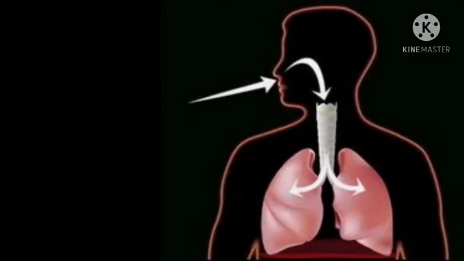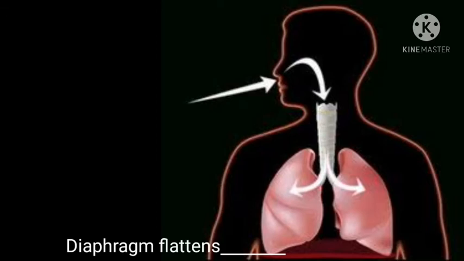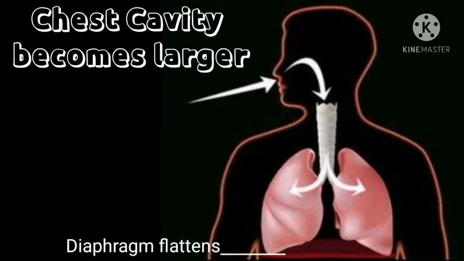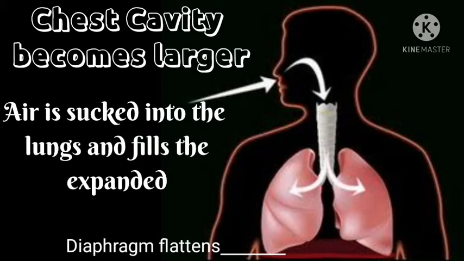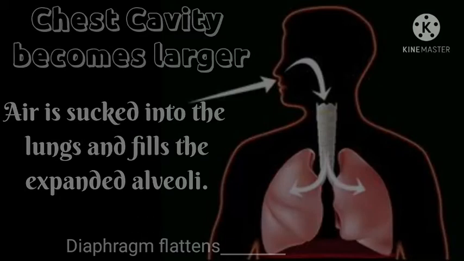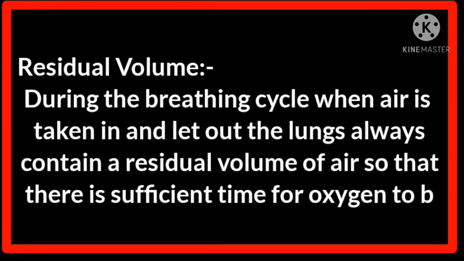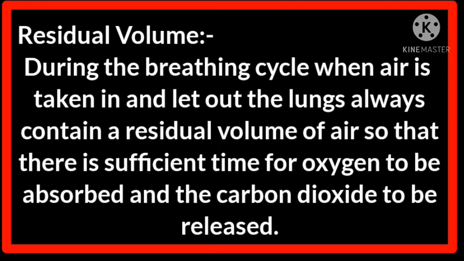When we breathe in, we lift our ribs and flatten our diaphragm, and the chest cavity becomes larger as a result. Because of this, air is sucked into the lungs and fills the expanded alveoli. During the breathing cycle, when air is taken in and let out, the lungs always contain a residual volume of air so that there is sufficient time for oxygen to be absorbed and for carbon dioxide to be released.